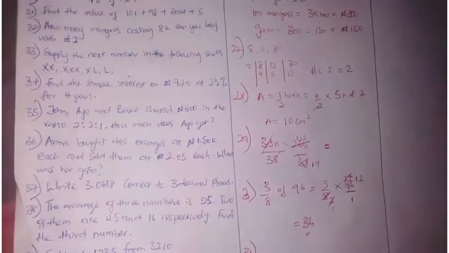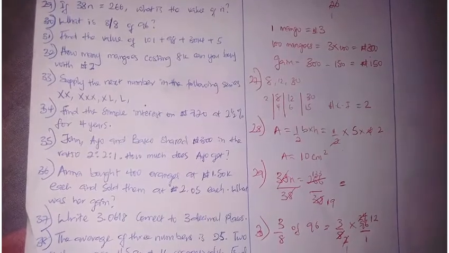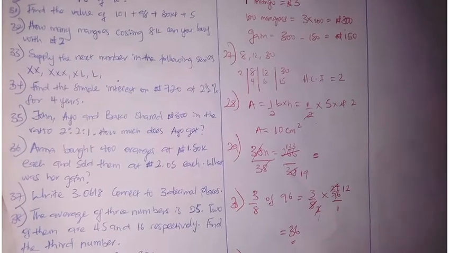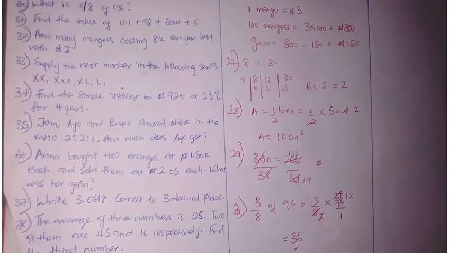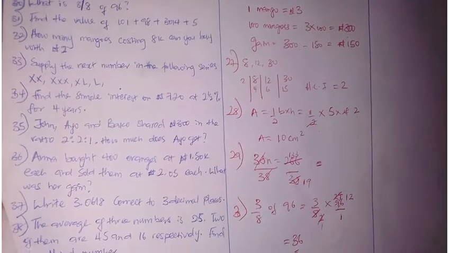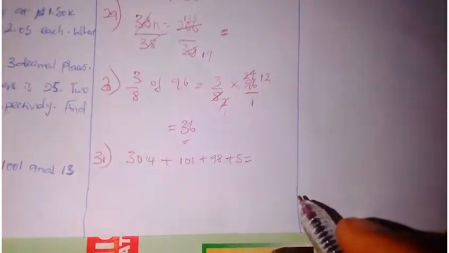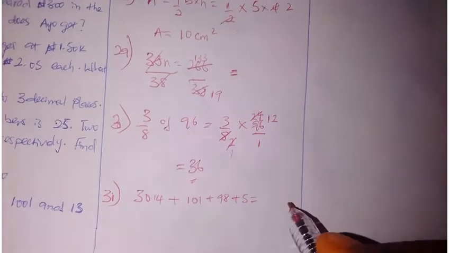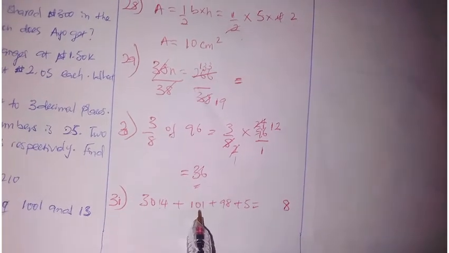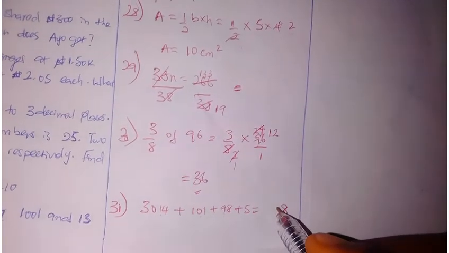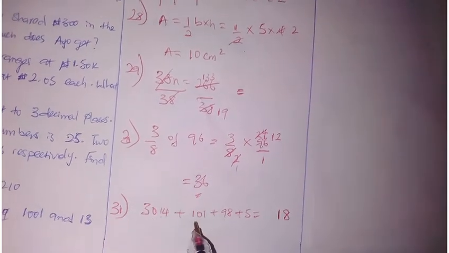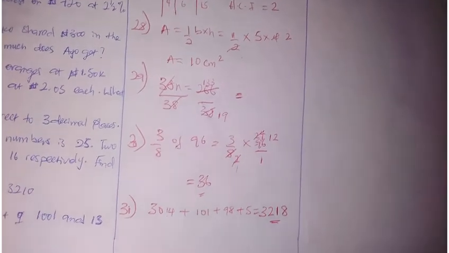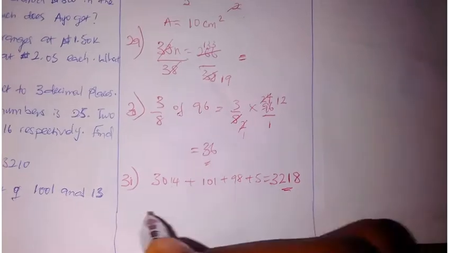Number 31 question says, find the value of 101 plus 98 plus 3014 plus 5. So let me arrange it like this. 3014 plus 101 plus 98 plus 5. What would this be? Now this is 4, 5, 13, 18. 8 remainder 1, 2, 2, 11. This is still 11. 1 remainder 1, 1, 2, that's 2, no remainder 3. So this is the answer: 3218. Okay, so I just add in this case.